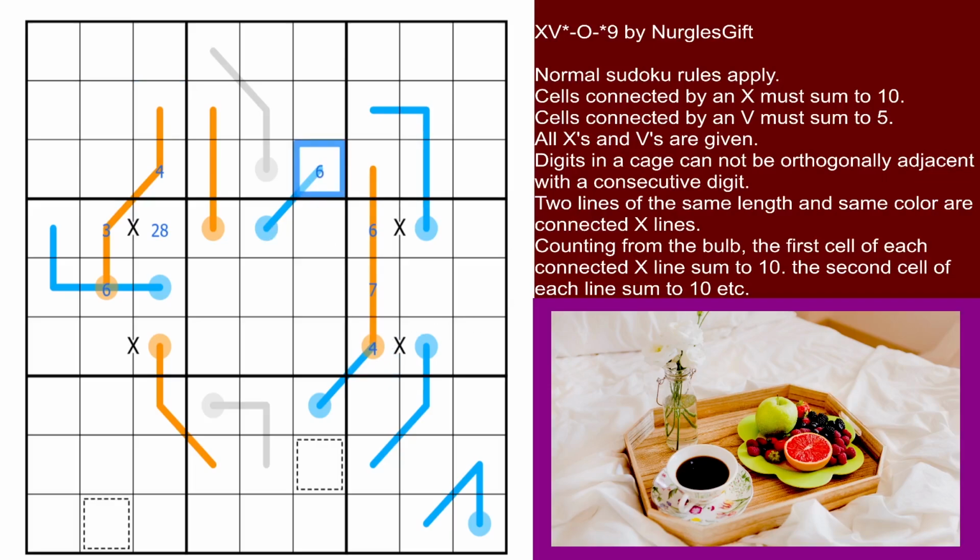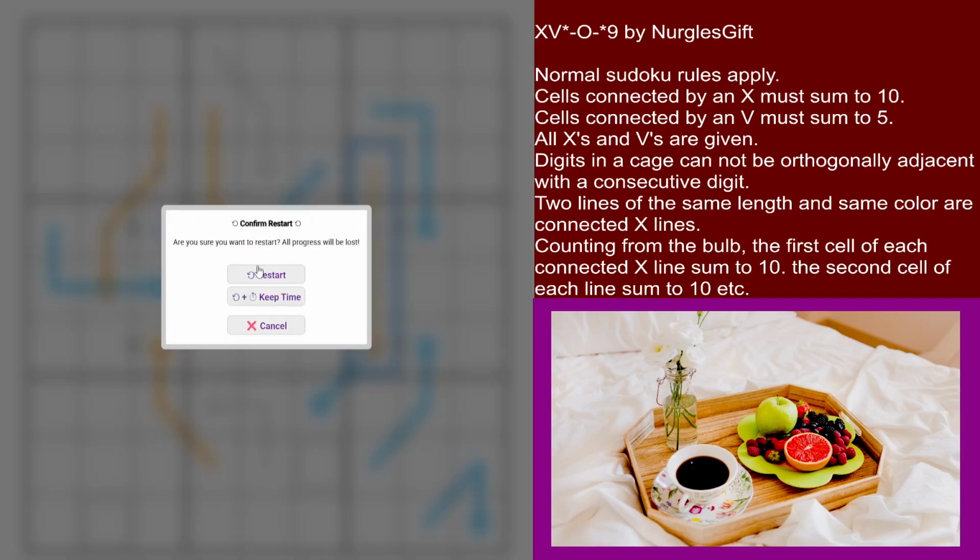Okay, so those are the rules. I haven't seen this kind of connected x lines. I don't remember much. It looks like some kind of sum 10 line. You don't need the bulb here, with the diamond. Maybe that's the way to show these index sum lines. Not index, connected x lines. Okay, so those are the rules, and with those rules, I'm going to start the puzzle.